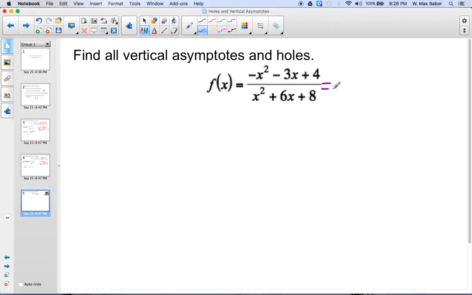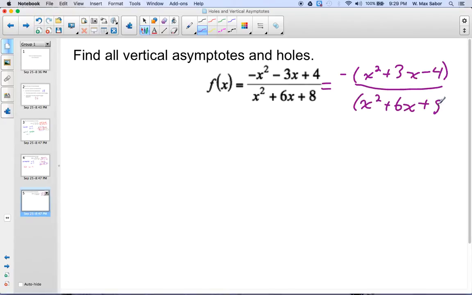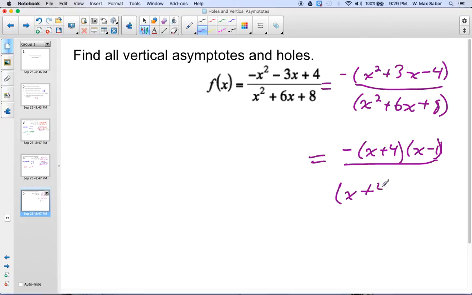Let's find all the vertical asymptotes and holes here. So this would be negative x squared plus 3x minus 4 over x squared plus 6x plus 8. Factor both. x plus 4, x minus 1. Let's see, that would be x plus 4, x plus 2. So once again, negative 4 is a hole.